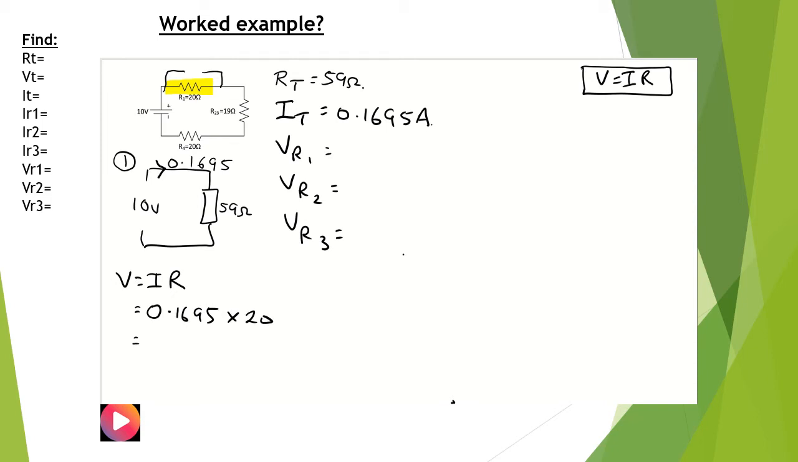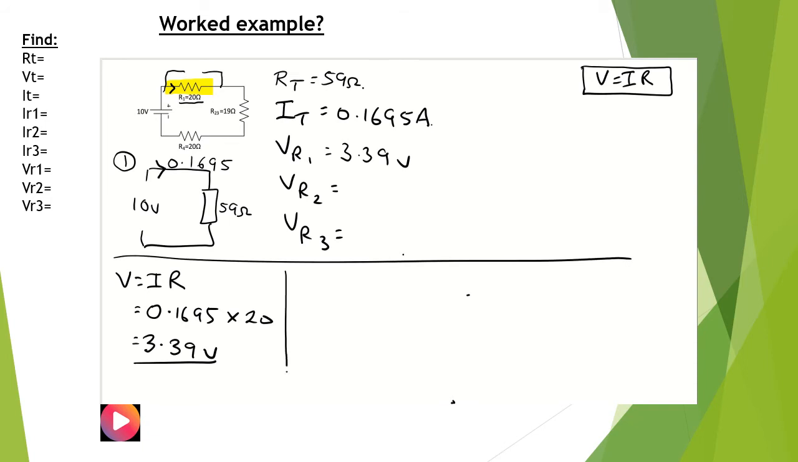So I have to use the current through that resistor and the resistance value of that resistor. Cool. So that is equal to 0.1695 multiplied by 20 equals 3.39 volts. 3.39 volts. Cool.